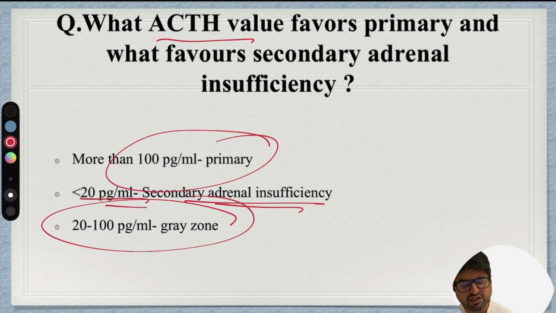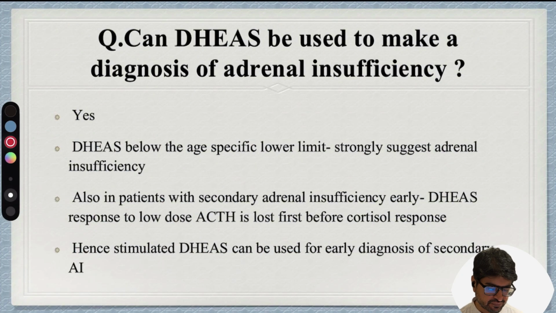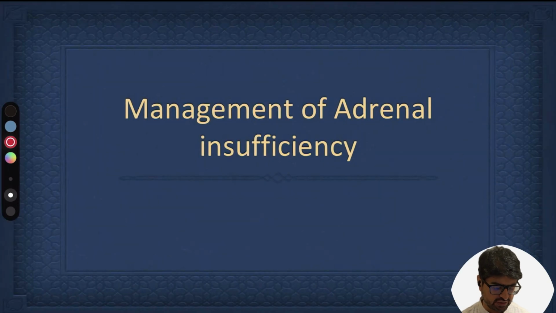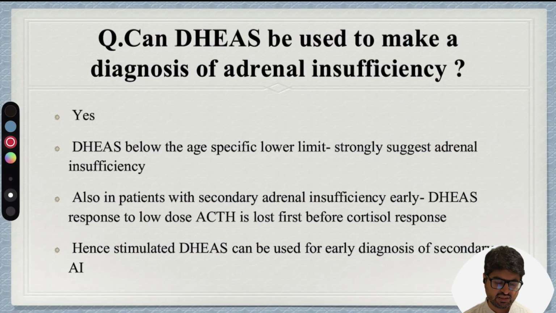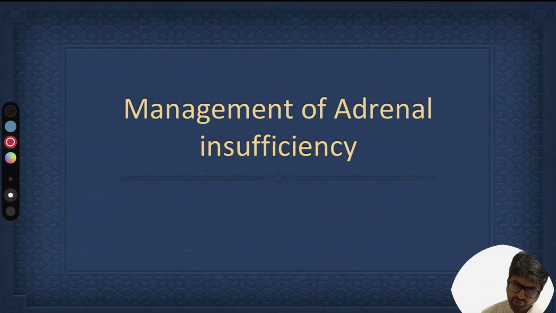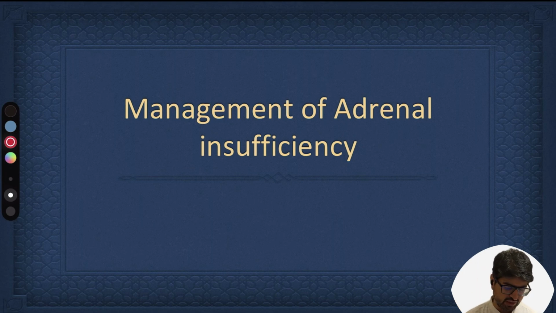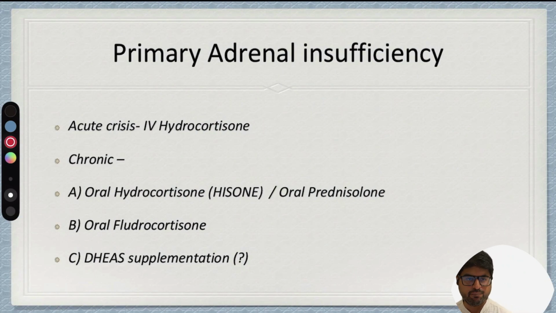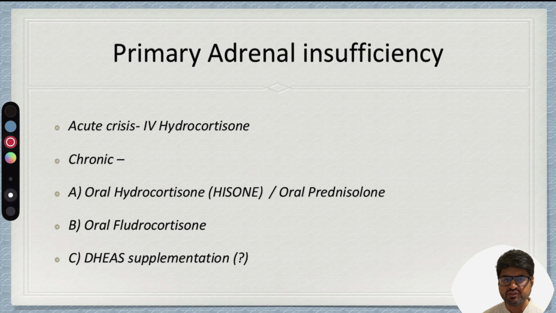Actually, it does not make too much difference in management, except for the fact that in primary adrenal insufficiency you will be giving fludrocortisone, whereas in other cases you will not. DHEAS we already discussed, right? It's a useful test and an emerging test which is very important. Finally, the last part of my presentation is management of adrenal insufficiency, starting with primary adrenal insufficiency. When a patient comes in an acute crisis, you give IV hydrocortisone, and in chronic cases, you give oral hydrocortisone or oral prednisolone, along with oral fludrocortisone.